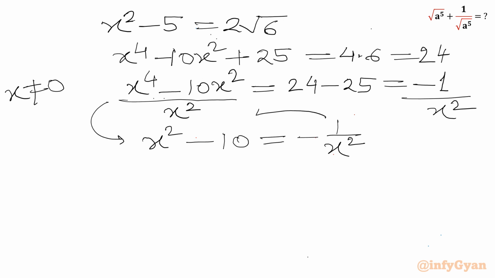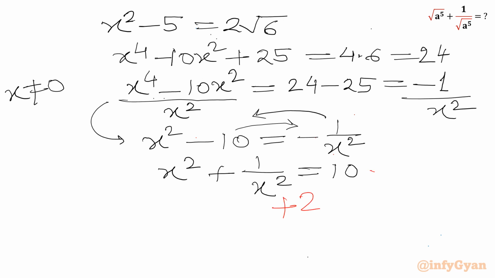Let us take this term to the LHS and minus 10 to the RHS. So x square plus 1 over x square will be equal to 10. Now I will add 2 to both sides. This side also plus 2. So RHS will be 12 and LHS will be x plus 1 over x whole square.